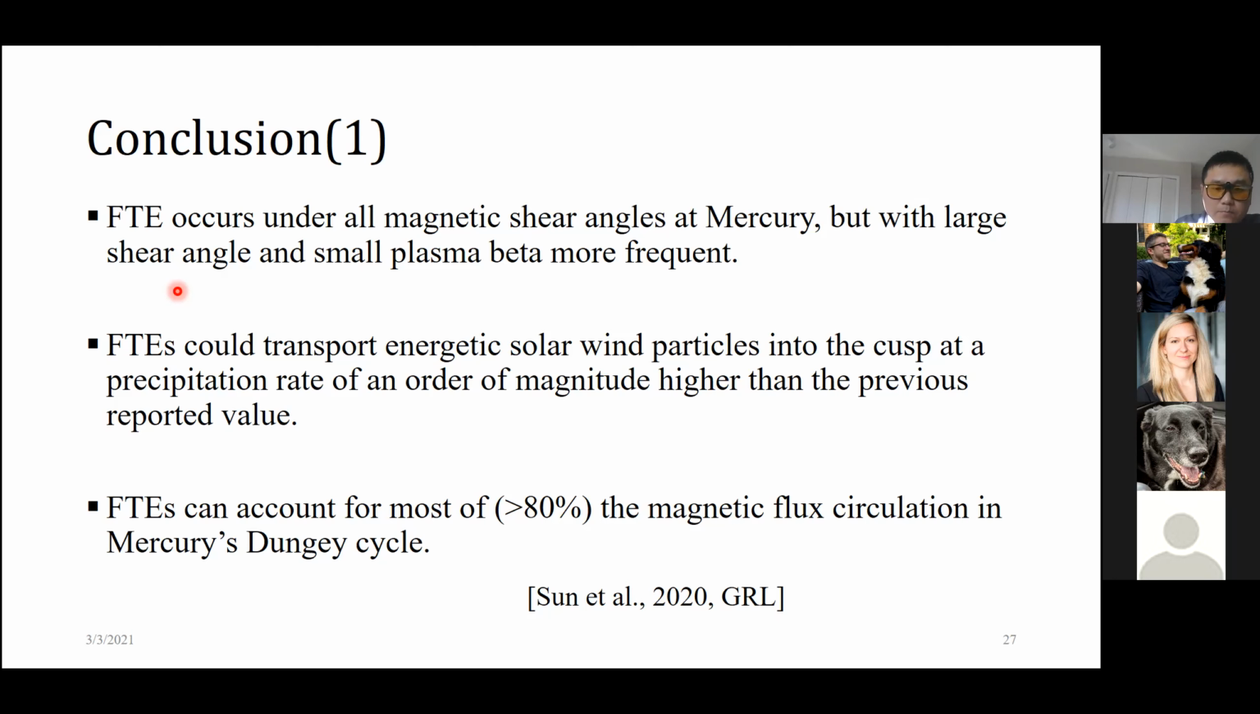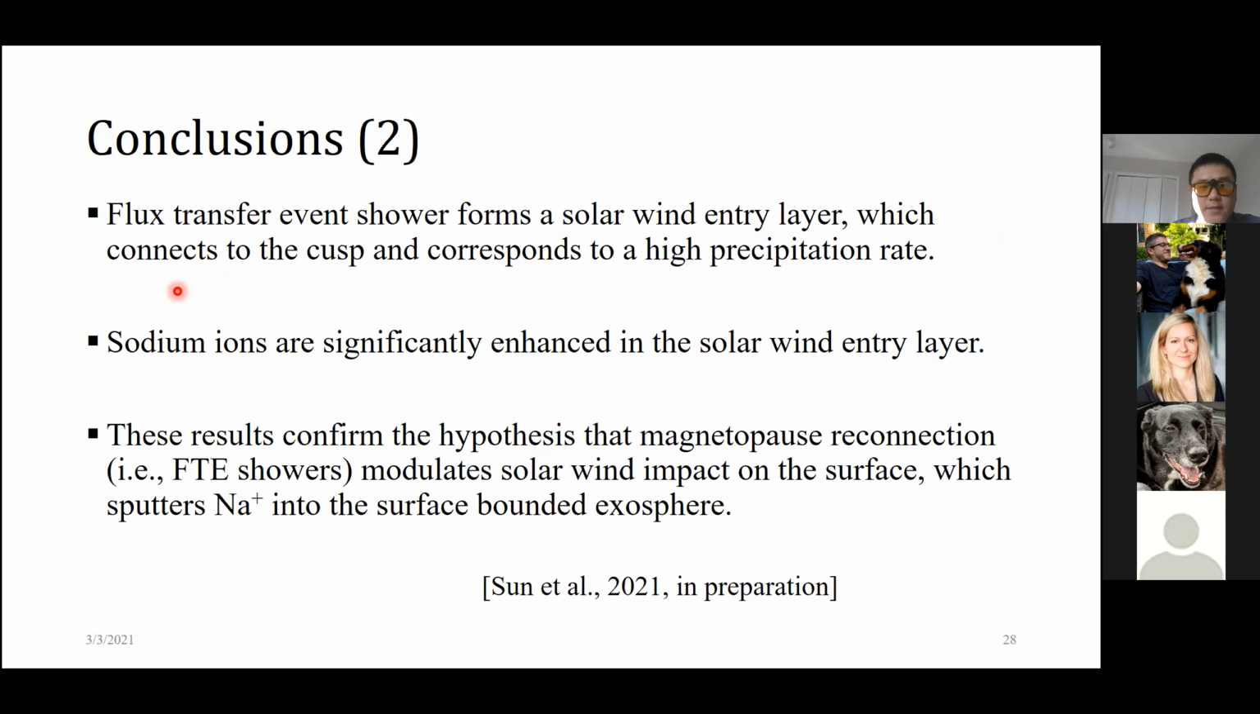And we also show that FTEs can transport energetic solar wind particles into the cusp. And FTEs could account for most of the magnetic flux circulation in Mercury's Dungey cycle. And also we see that the flux transfer events form a solar wind entry layer. The sodium ions are significantly enhanced in the solar wind entry layer.